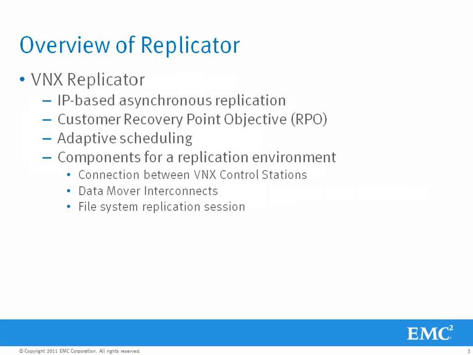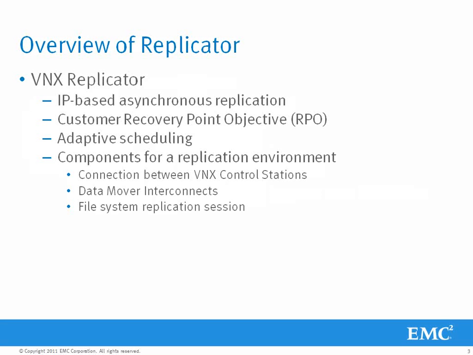To reduce the size and duration of these periodic data transfers, only the changes, delta, made to the source object since the last update to the destination object are transferred during the next update. The number of data transfers to meet the RPO is minimized by VNX Replicator's adaptive scheduling technology, which automatically determines when is the latest time to send the delta without compromising the RPO.